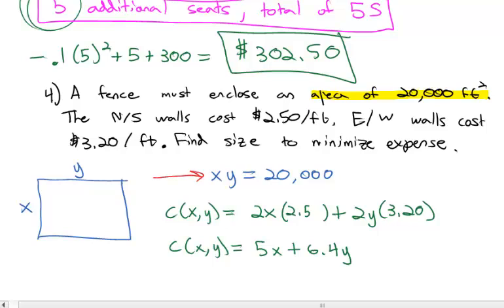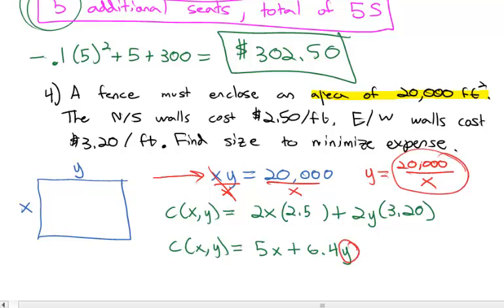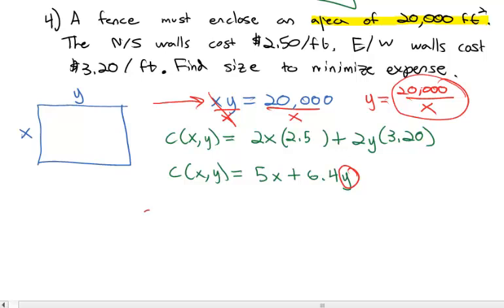And our constraint can help us do that. Let's solve our constraint for y. It doesn't really matter which we solve for. And divide both by x, and we find out that y is 20,000 divided by x. And we can stick that in for our y. So now it's just a C of x function. 5x plus 6.4 times 20,000 divided by x. And 6.4 times 20,000, just to make our life easier, is 128,000.